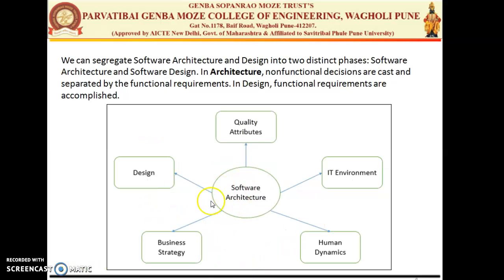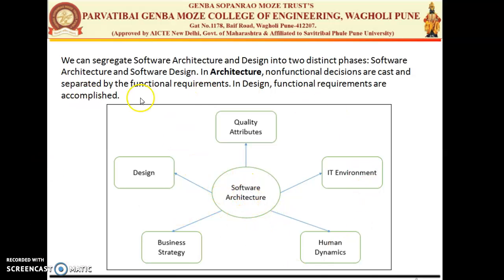If you see the software architecture, the software architecture and design are divided into two distinct phases. The first is the software architecture and the next one is the software design. First architect the things and then design. In architecture, the non-functional decisions are cast and separated from the functional requirements, and in design the functional requirements are accomplished. So you can see the diagram of the software architecture.